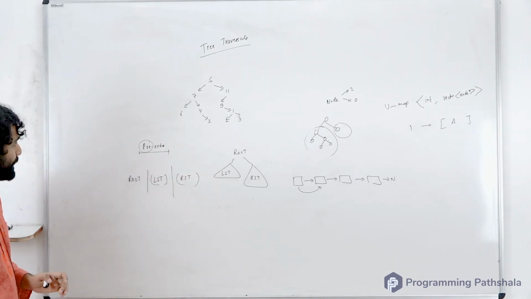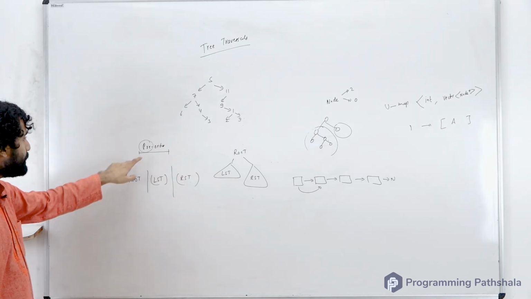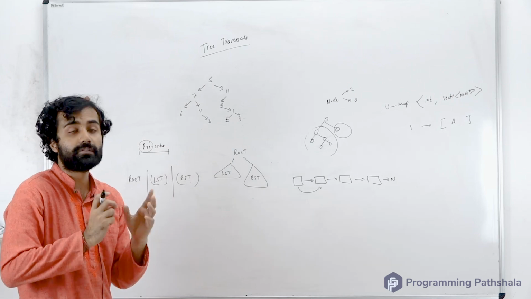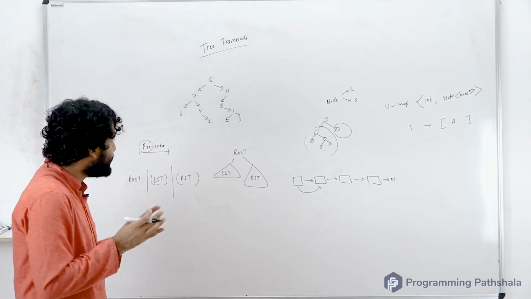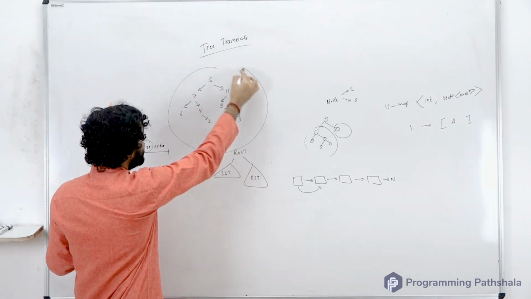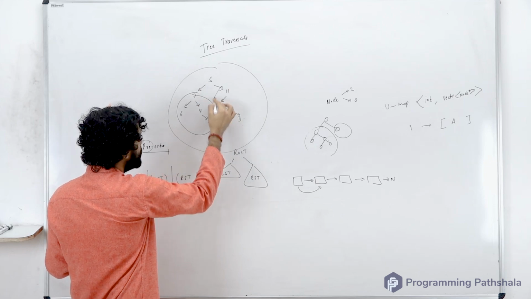Okay, what do I mean by that is, if I am performing preorder traversal, then this can be thought of as a recursive function. Okay, so if it can work on the entire tree, it can work on any other subtree also, right?